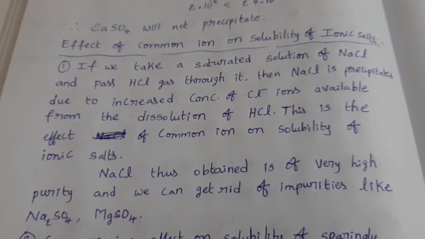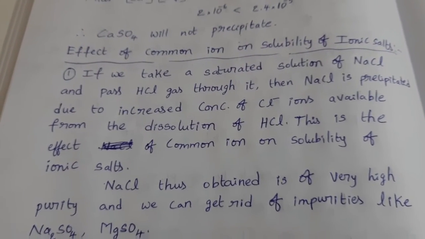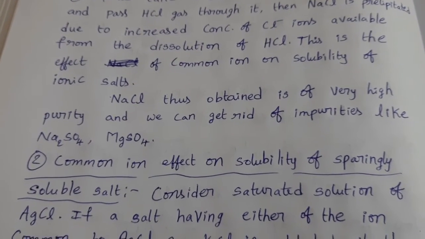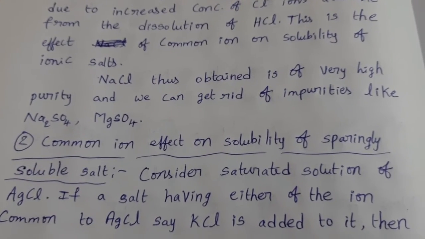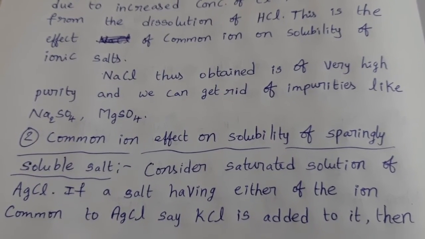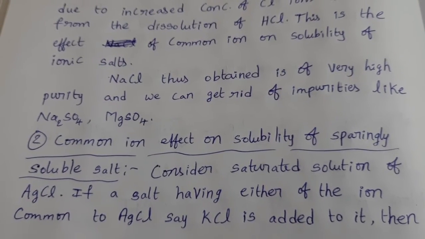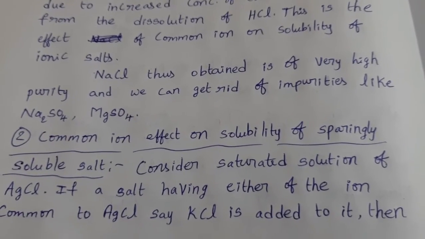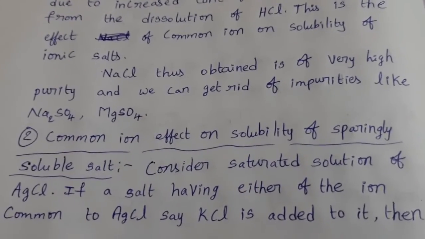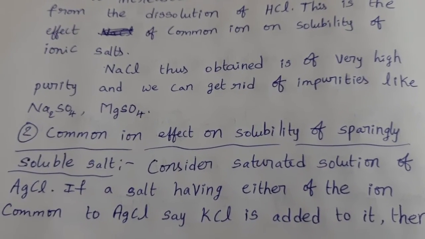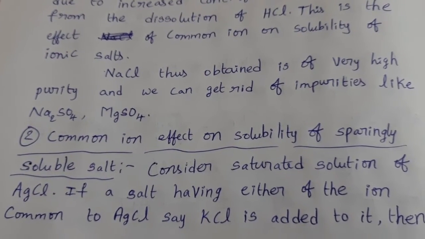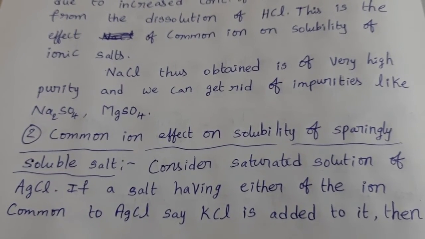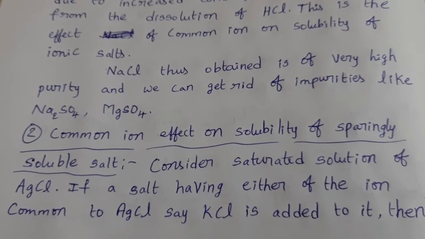How does the common ion effect act on a sparingly soluble salt? Say this, common ion effect on solubility of sparingly soluble salt. Consider saturated solution of AgCl. If a salt having either of the ions common to AgCl, for example KCl, is added to it, then AgCl is a sparingly soluble salt because it does not undergo complete dissolution in the water. That's why it is a sparingly soluble salt. It ionizes to a small extent and produces Ag+ and Cl- ion.